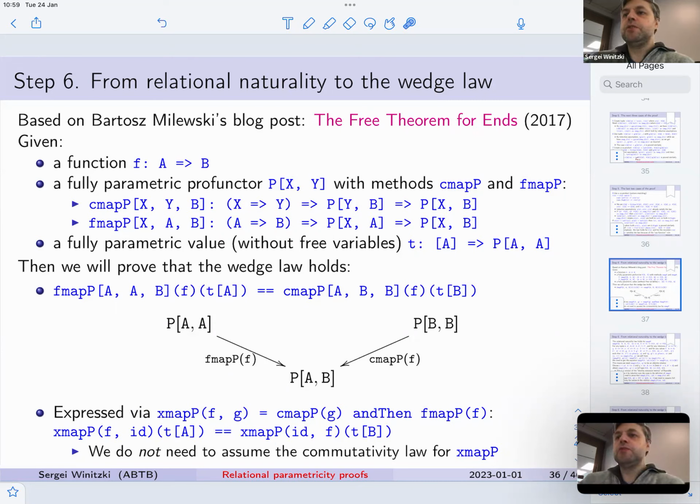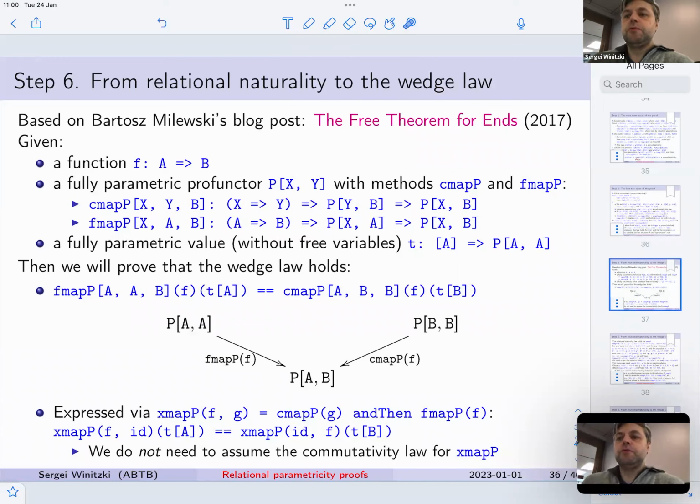So the first step is to derive the wedge law, which I will formulate. And this derivation is based on this blog post. And that blog post is not very easy to follow, but I try to make it more explicit and spell out all the details.